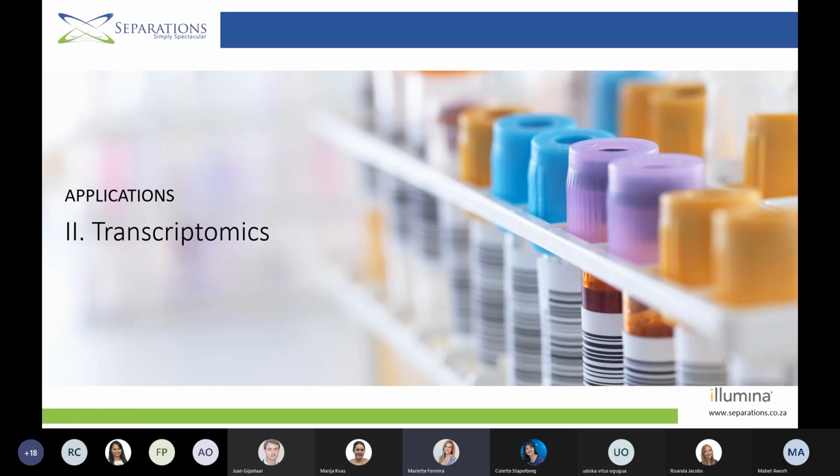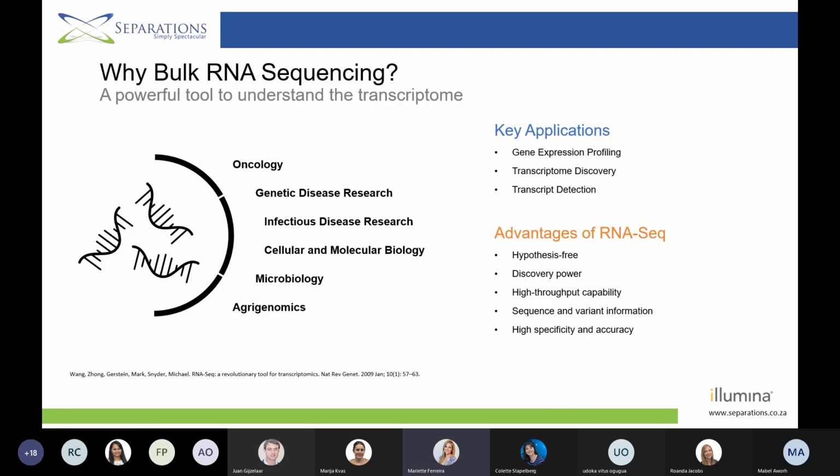So the second application I would like to discuss is transcriptomics. So why would we want to do bulk RNA sequencing? Some of the key applications for RNA sequencing are gene expression profiling, discovering new transcriptomes, and also detecting other transcripts.